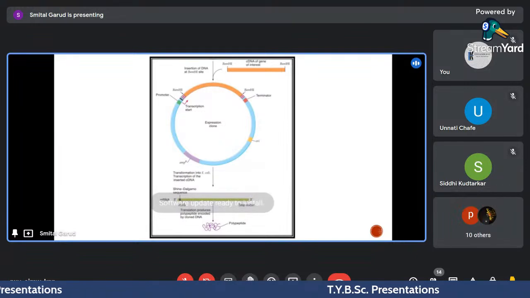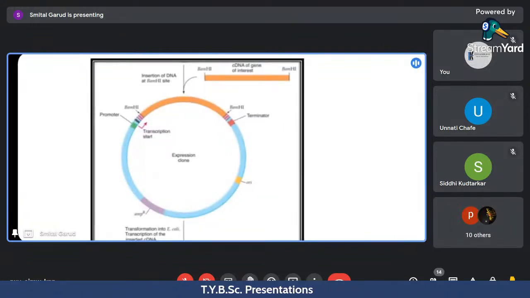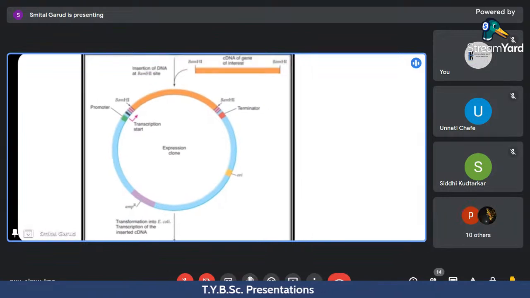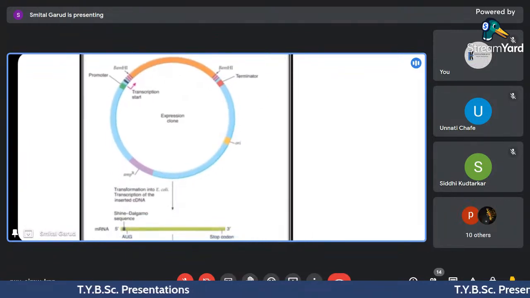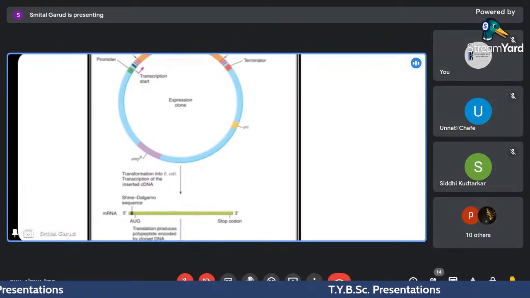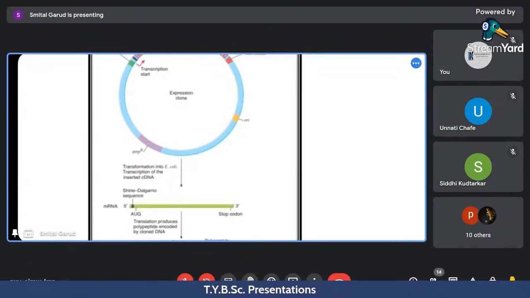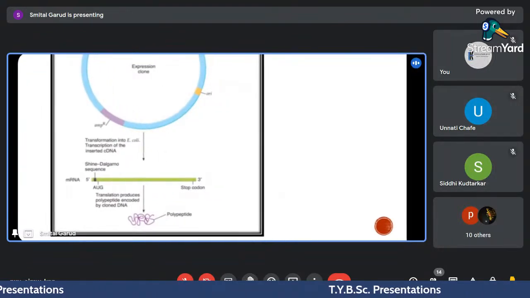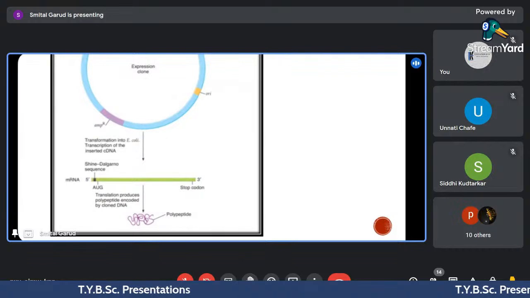Basically it is a cDNA of our gene of interest. This cDNA is inserted at a recognition site. Once it is inserted in our cell, that cell undergoes transformation and the transcription is initiated. After the transcription, with the help of the Shine-Dalgarno sequence, translation begins and translation produces polypeptides encoded by our gene of interest.